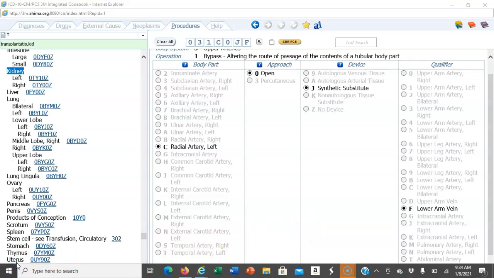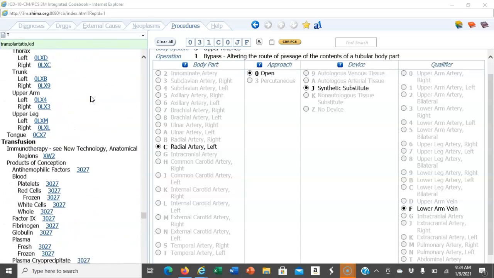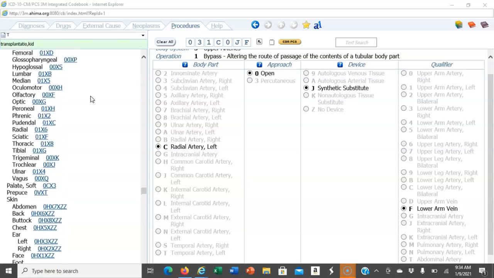You'll recall that when we went through PCS, we did look at transplantation codes. And so in this instance, we're doing transplant of a kidney.